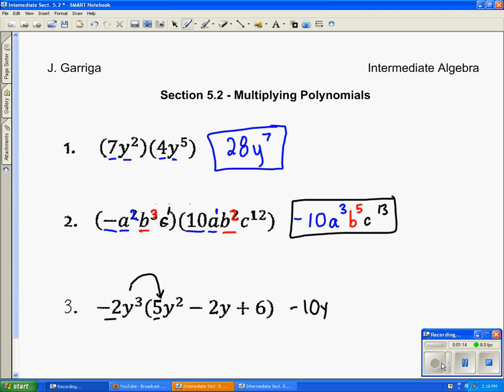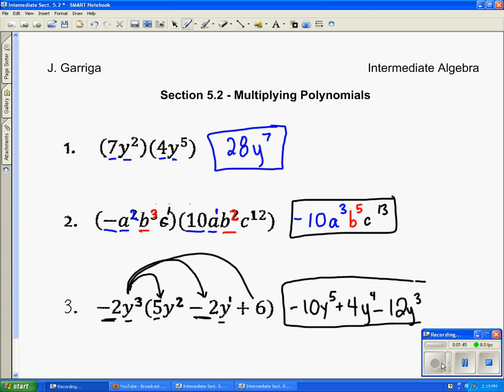Y to the 3, add the exponents. 3 plus 2 is y to the fifth. Now, negative 2 times negative 2 is a positive 4. Multiply coefficients out front. Now, when you multiply the exponent variables, you add the exponent. So that's 3 plus 1, y to the fourth. And then I distribute here, and you're going to get minus 12y to the third. Distribute. There are no like terms, so you're done.